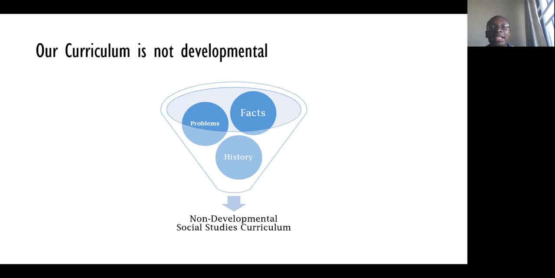So when they are given the opportunity to serve in public organizations or in corporate organizations, they cannot function effectively. They cannot see the big picture. They lack the big picture of Ghana. They are unable to adequately solve their problems. And for me, I believe that is fundamentally the cause of Ghana's non-developmental social studies curriculum.